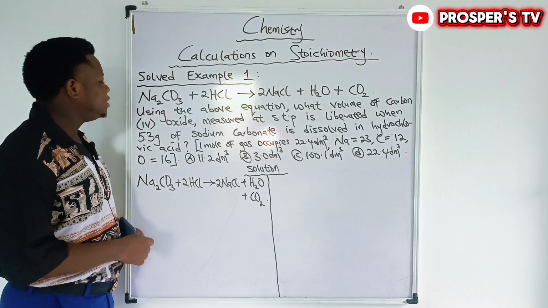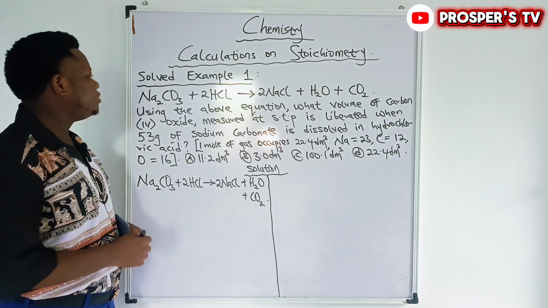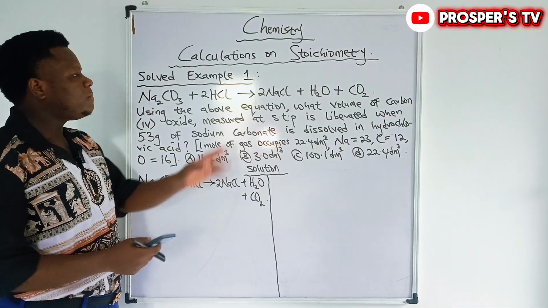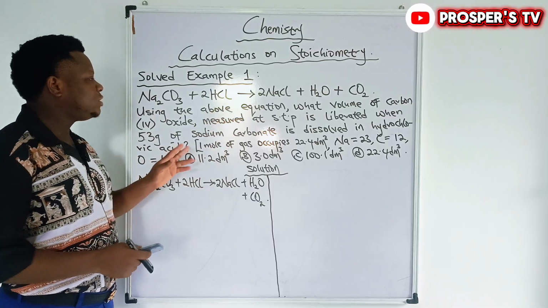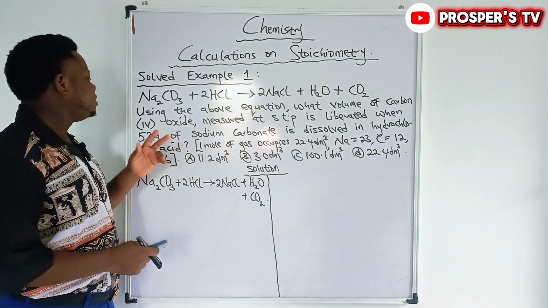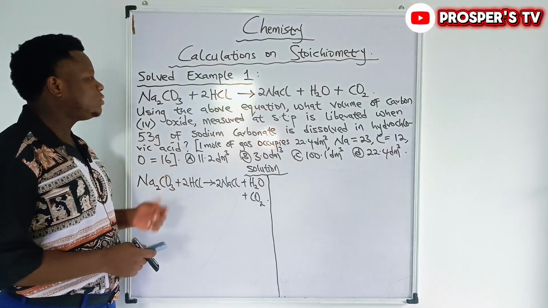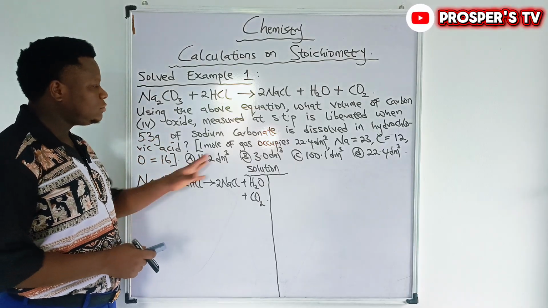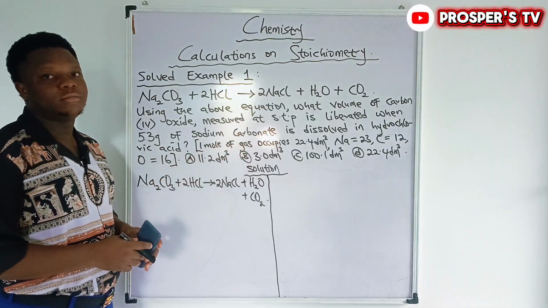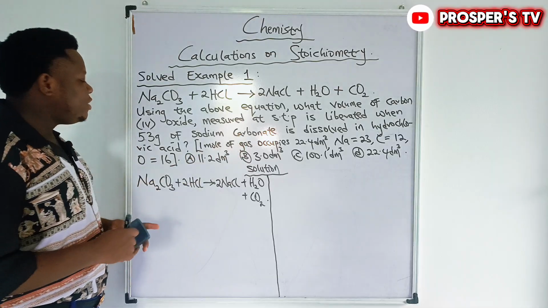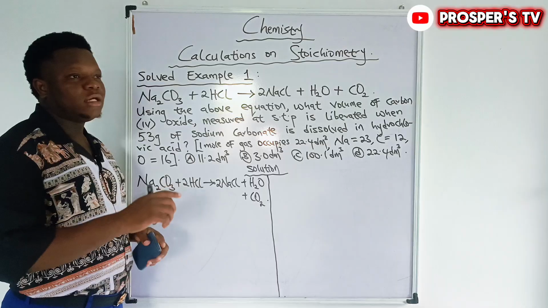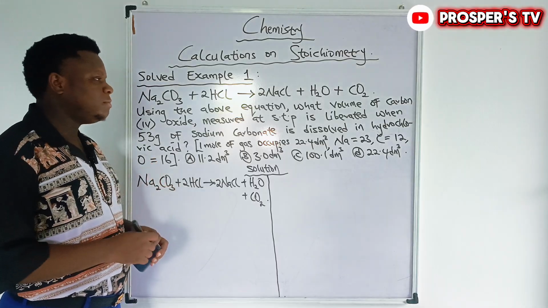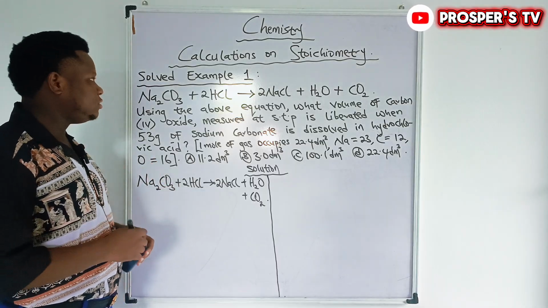All right, without wasting time, the first question we have on the board says, using the above equation, what volume of carbon 4 oxide measured at STP is liberated when 53 grams of sodium carbonate is dissolved in hydrochloric acid? And then we are given the parameters needed. Whenever you're given a question like this in your external exams, in your WAEC exams or your JAMB exam, what do you do? What's the first thing to do?